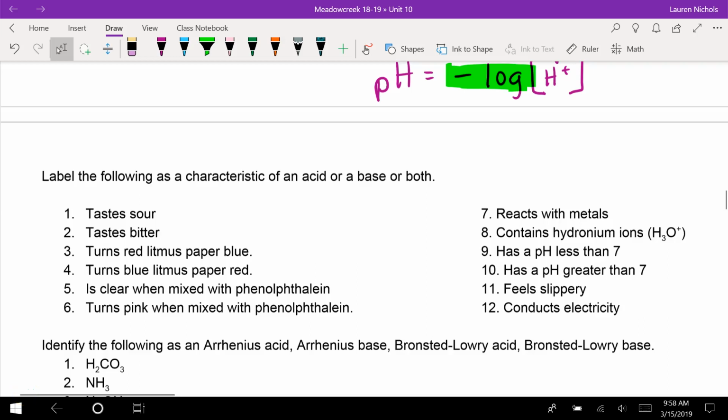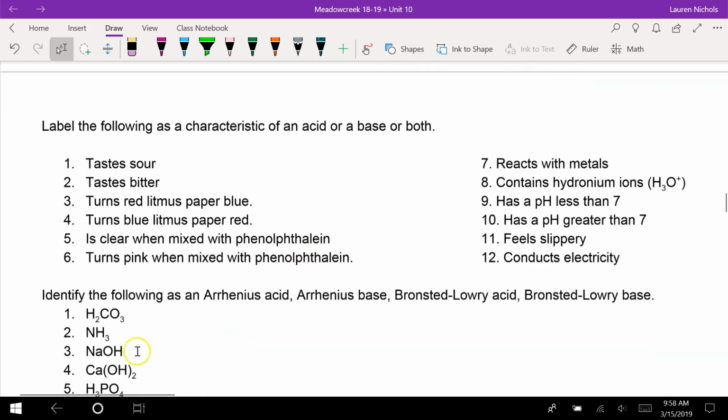So after we learned about the properties of acids and bases, we did some of these practice problems in class, and some of them were for homework. Trust me, this video will not be posted until your homework has been turned in. But let's go ahead and go over them so if you're reviewing for your test, you can remember.